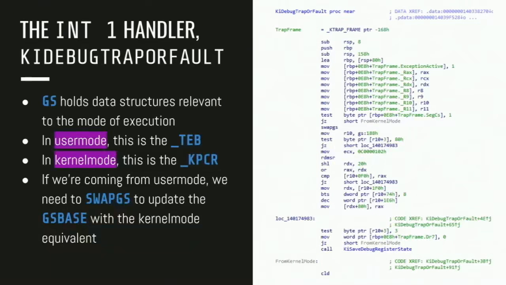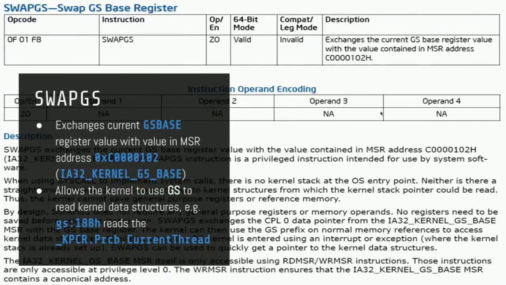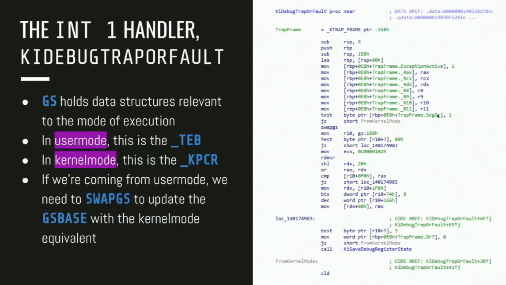So the int1 handler in Windows, KiDebugTrapOrFault, I'll use my mouse pointer here because it's hard to use this thing. But anyway, you can see that there's a check on the code segment selector on the stack. Based on whether you're coming from user mode or kernel mode, different things will happen. If you're coming from kernel mode, you skip this code here, the swapgs and then the mov r10. You skip all that logic and go directly into here, which is the CLD. That's because based on your mode of execution, GS means different things. The GS base means different things.